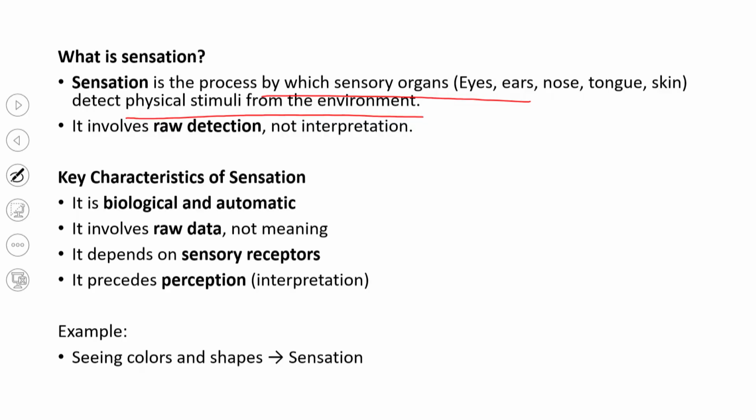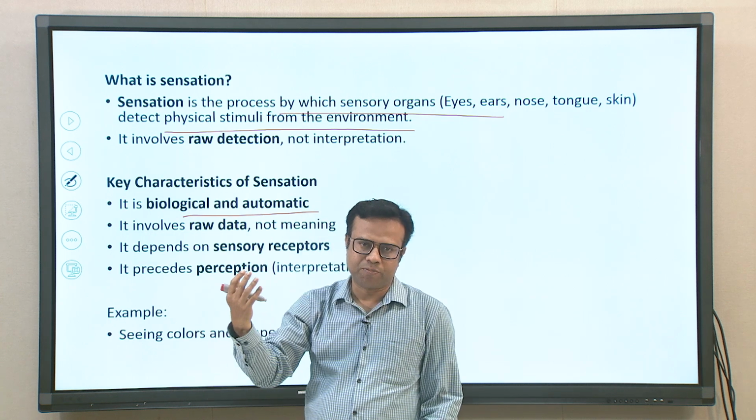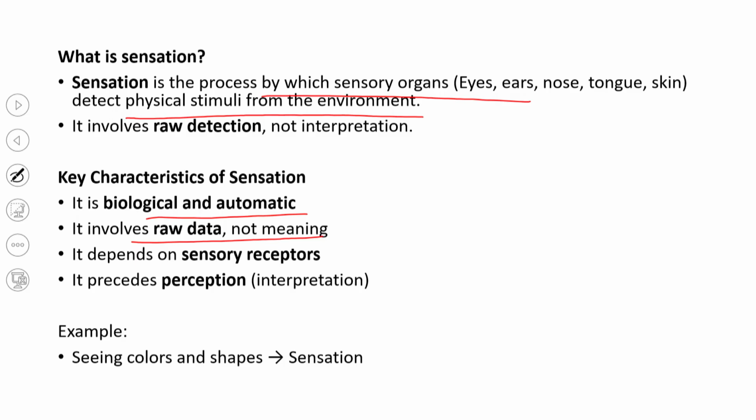So, what are the key characteristics of sensation? It is a very biological and automatic process. It is already inbuilt in our system. Once our sense organs are functioning, whenever there is a stimulus from the environment, they will detect it. It involves raw data, not meaning. The involvement of mind is not there directly, because it is just detection of whatever is coming from the environment, without interpretation, which is part of perception. In perception, there is an interpretation.